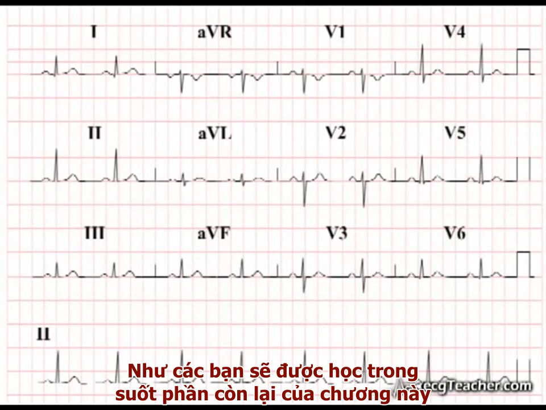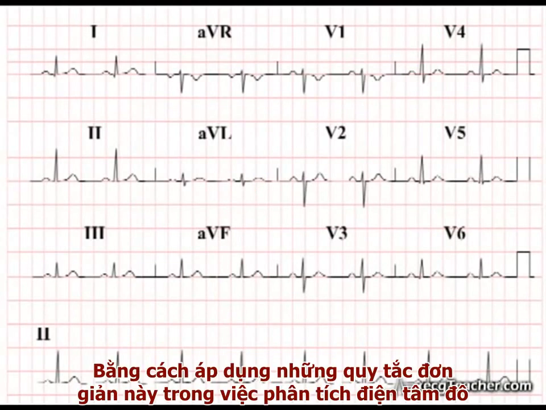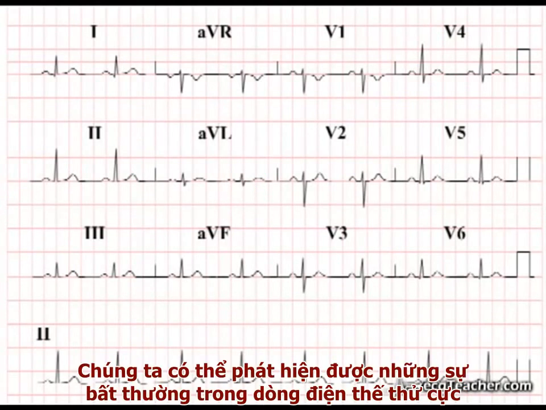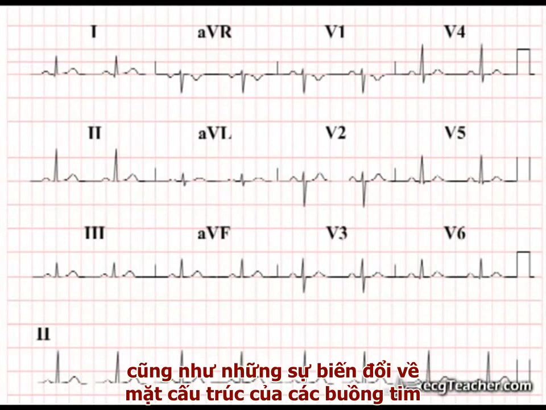As we'll see throughout the rest of this section, by applying these simple principles to ECG analysis, we can detect alterations in the pattern of flow of depolarization in the ventricles and changes in the structure of the cardiac chambers.